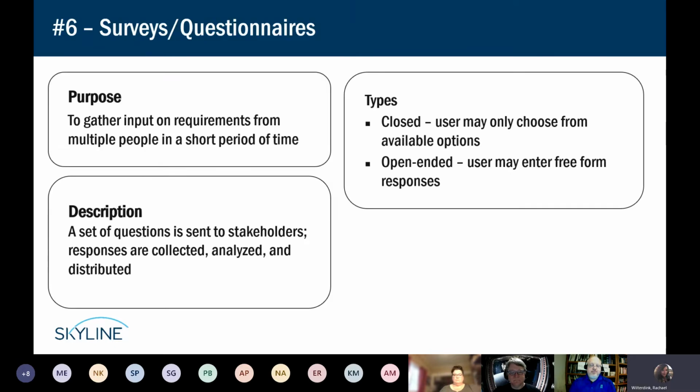All right, next up we've got surveys and questionnaires. Who's ever received a survey or questionnaire? If you didn't get your census and fill it out, you're in big trouble with the government.